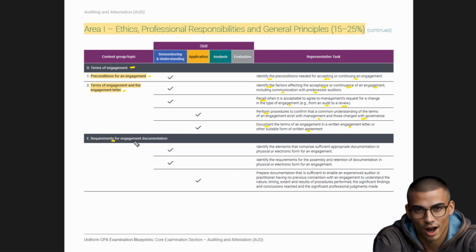Continuing on, we have the requirements for engagement documentation, where you will need to be able to identify the elements that comprise sufficient appropriate documentation in both physical and electronic form for an engagement. You'll need to be able to identify the requirements for the assembly and the retention of documentation in both physical and electronic form for an engagement, and you'll need to be able to prepare documentation that is sufficient to enable an experienced auditor or practitioner who has no previous connection with an engagement to understand the nature, timing, and extent and results of the procedures that were performed for an engagement.